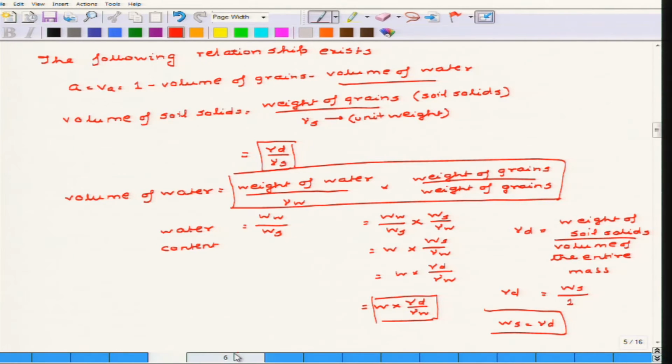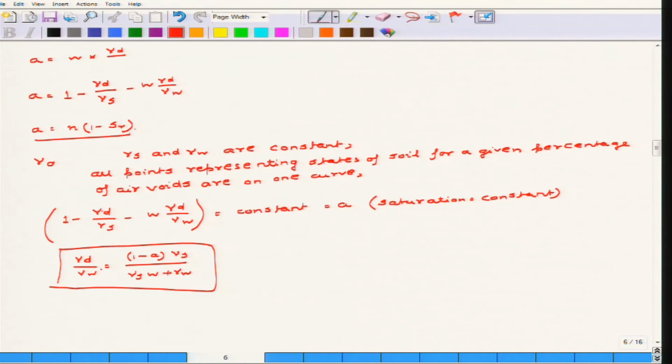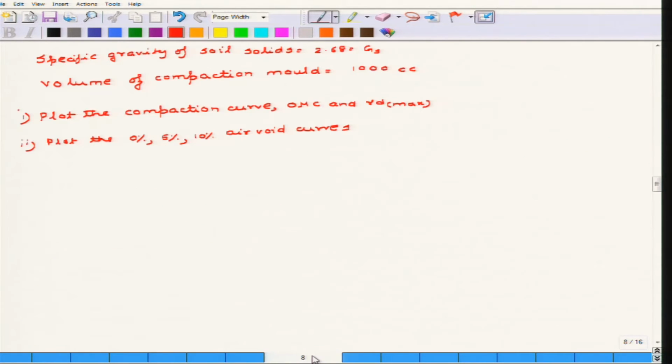These are all the air void curves, given by the equation gamma D by gamma W equals 1 minus A into gamma S by gamma S W plus gamma W. So we are going to utilize this formula in the next problem. Now this 0% air void curve is basically the 100% saturation line. That means the saturation is constant and equivalent to 100% saturation.